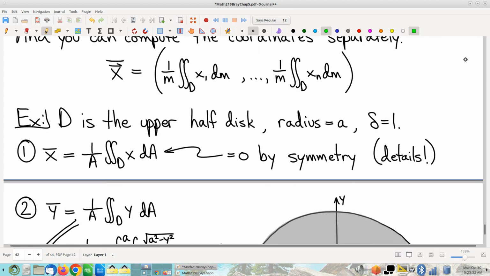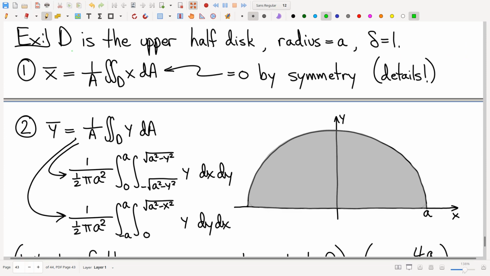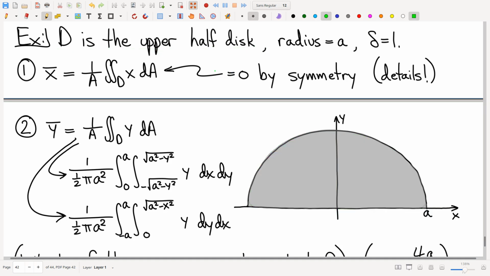So, for example, suppose we have the upper half disk, as we see here, and we want to find the center of mass. Where is the center of mass of this thing? Well, we're going to follow our formula. We're going to do this one coordinate at a time. And here they are. One coordinate at a time. The integral for the x coordinate of the center of mass has x in the integrand. The y coordinate, y in the integrand, following the formula above.